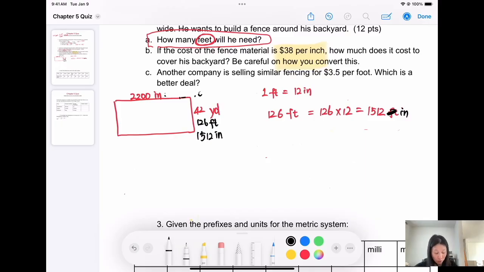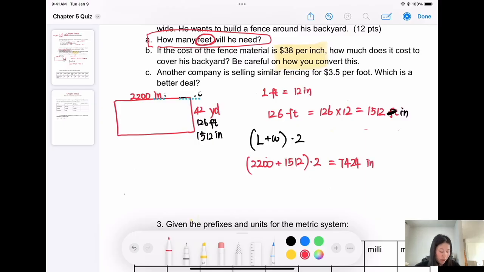So the next thing is we still need to find how much it costs to build the whole fence. We use the formula length plus width, times 2. So I got 2,200 plus 1,512, times 2. So that gives you the perimeter, which is 7,424 inches. So write the unit.